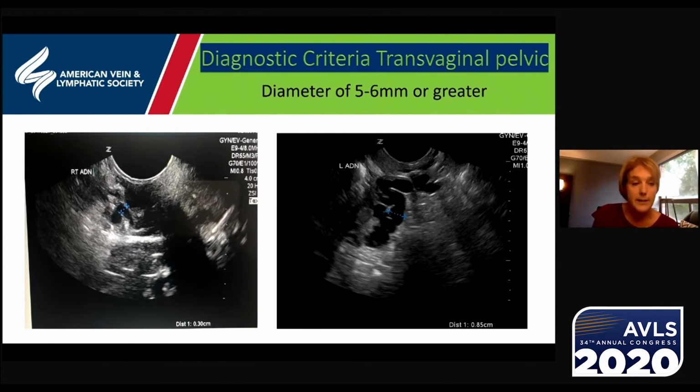We could see the veins, so that's how we called it positive. Well, with transvaginal, we could see all the veins, and we know that a 3 millimeter in diameter vein is actually normal. So that's on the right side, and we can see that quite clearly. And on the left side, we can also see very clearly an incompetent tortuous varicosity, 8.5 millimeters in diameter.